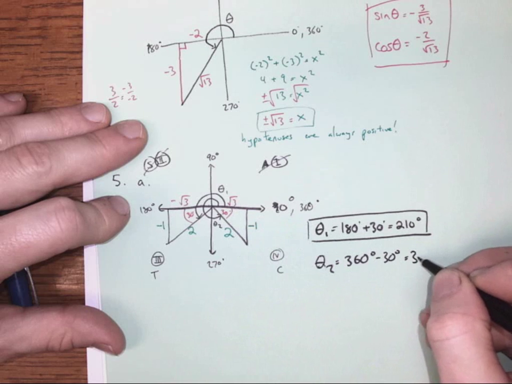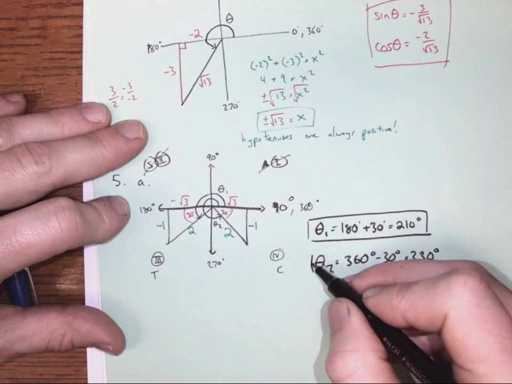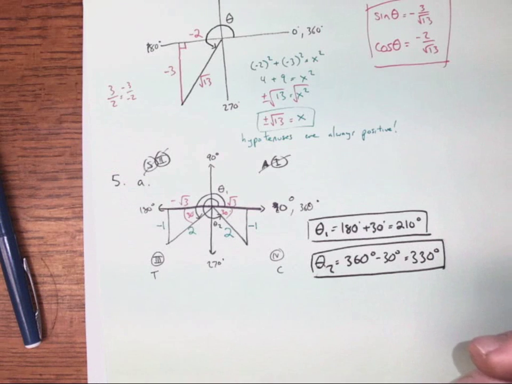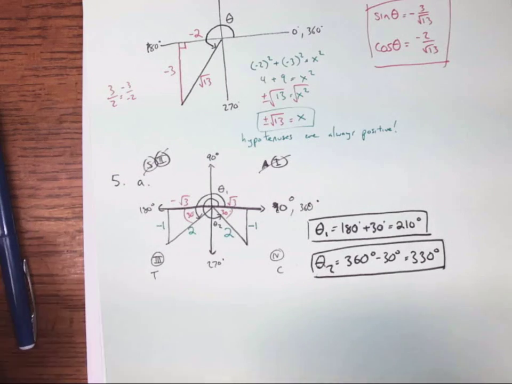All right, and that's how we approach these questions. All right. So we'll move on to question B. Question B is very similar. It says that cosine of theta is equal to -1 over root 2.